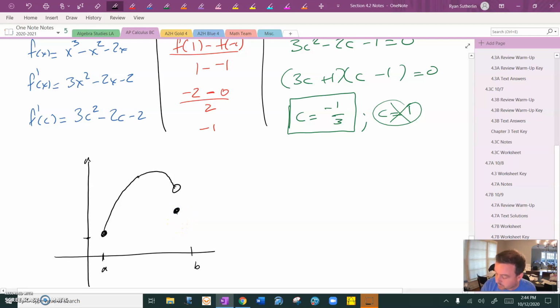And let's say I have a picture that looks like this. So if I have this, f of A and f of B are the same, right? My secant line is horizontal. Well, I can find a tangent line right here, where it's going to be horizontal at that max. So even though the conditions weren't met, the mean value theorem could still work. What the conditions being met really means is that you can guarantee that it happens.